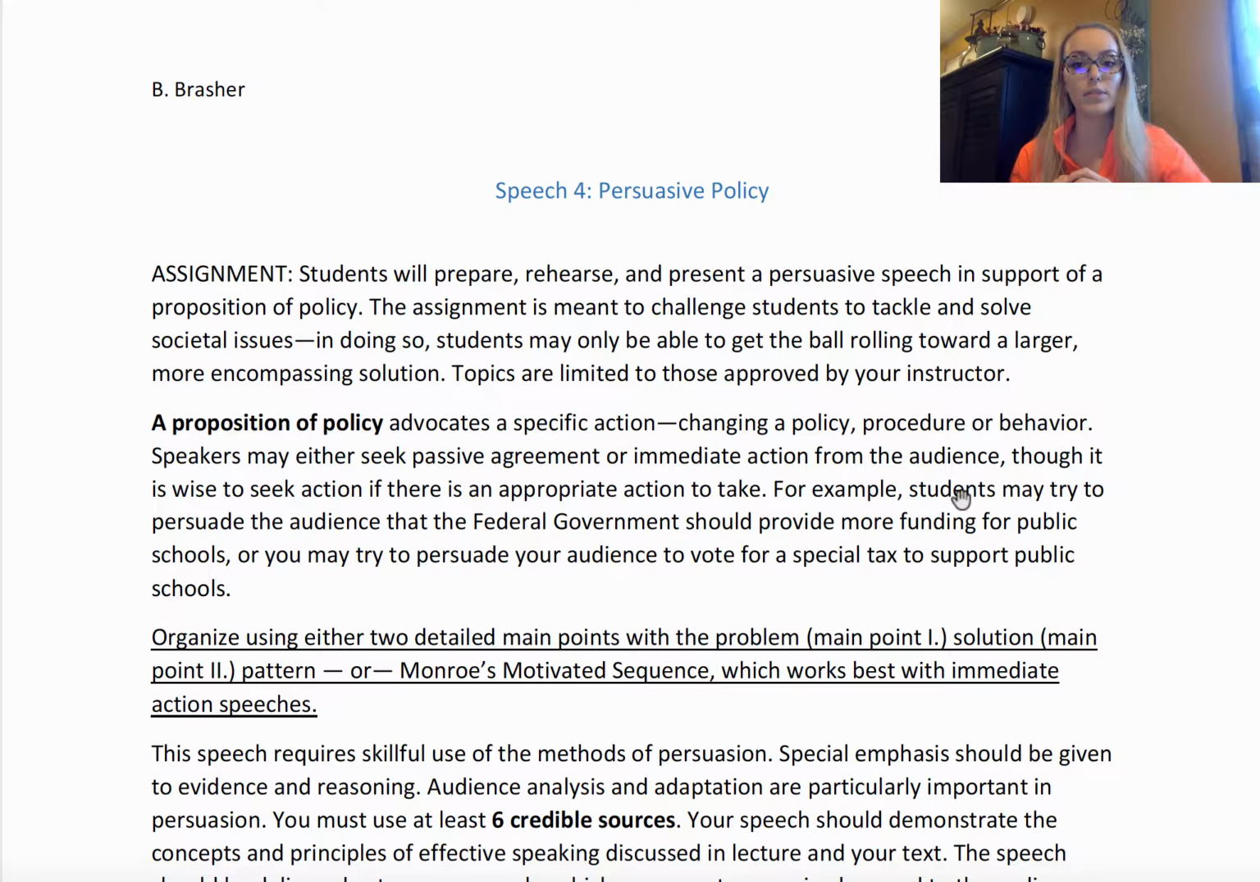The key with problem solution is that you only have two main points, knowing that those two main points are going to be pretty big, so lots of subpoint levels. The first main point advocates that there is a problem, and the second main point advocates for a solution to that problem. And you might even break down the problem into two or three aspects and then provide solutions to those aspects, or you might have one solution that solves all of the problems, just making that really clear in your language.